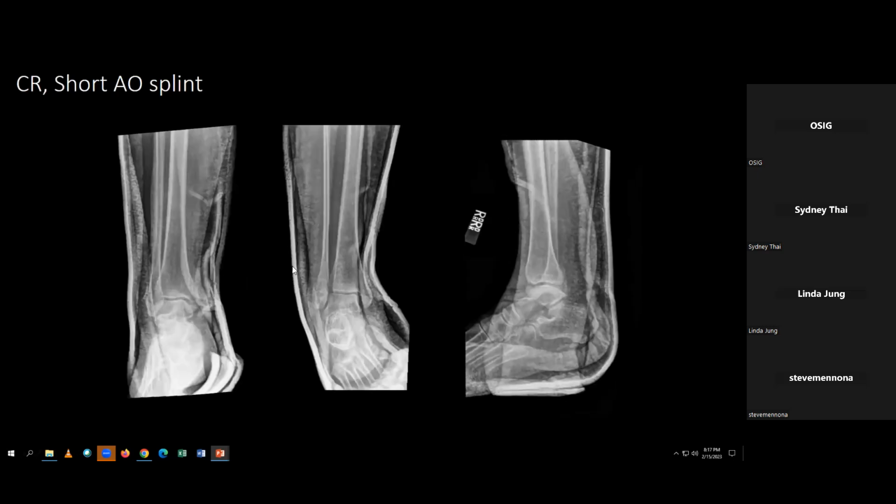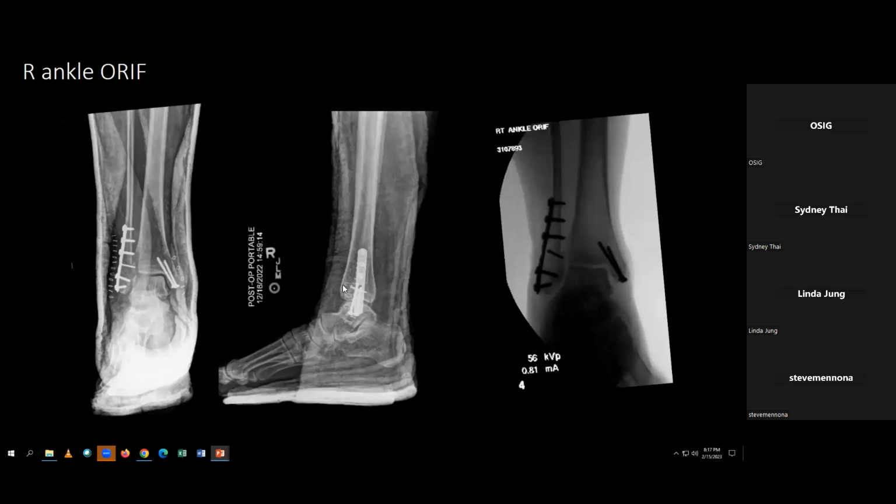And you don't want that foot to be straight. We don't like straight splints, is what we say. So you want to correct the deformity, and you want that closed down. And then we took him for an ORIF.